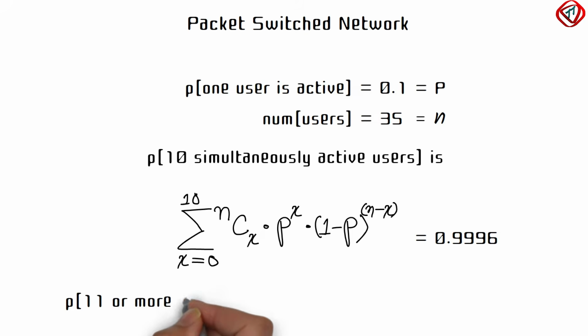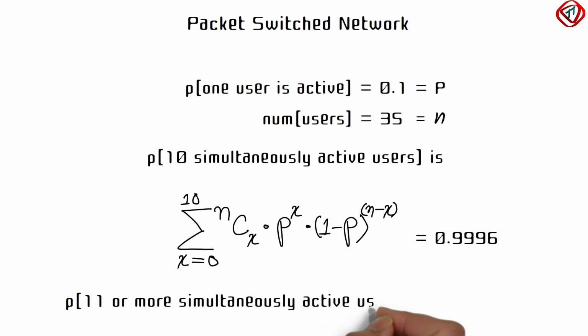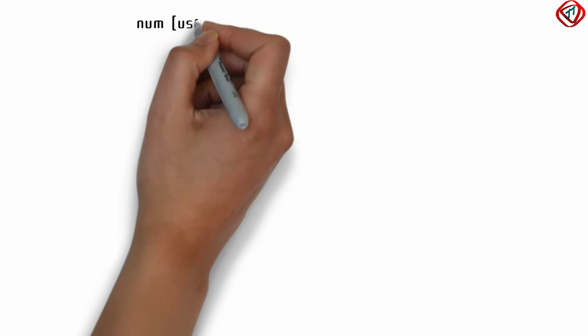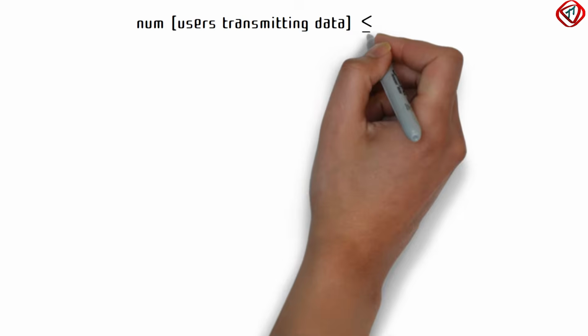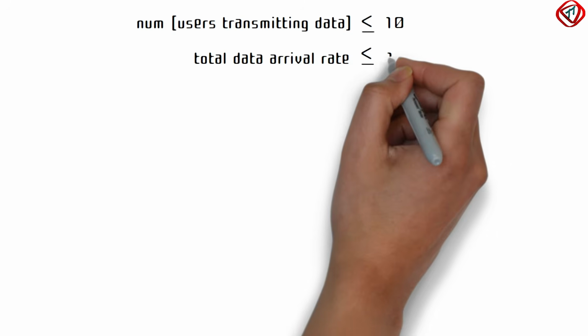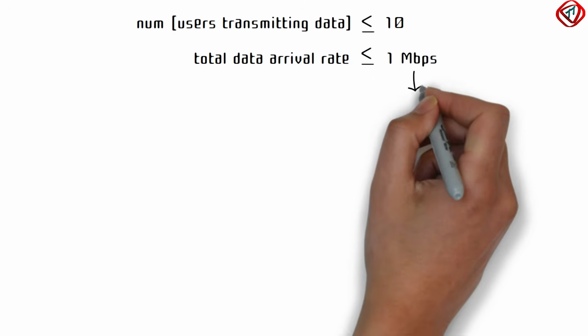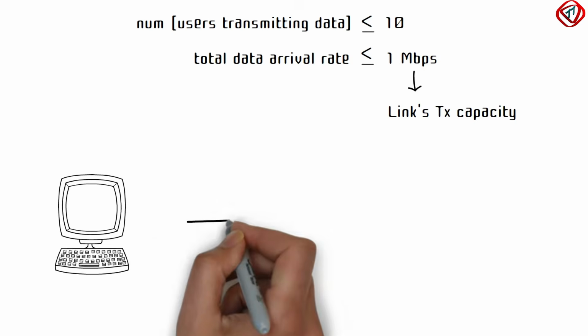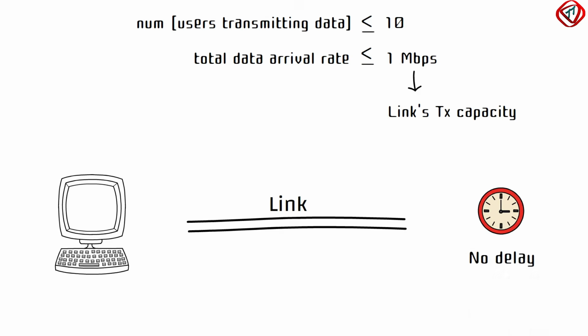Therefore, the probability of having 11 or more simultaneously active users is 1 minus 0.9996, that is 0.0004. When the users who are transmitting data are less than or equal to 10, the total arrival rate of data is less than or equal to 1 Mbps, which is the transmission capacity of the link. Hence, the data from users flow through the link without any delay, as in the case of circuit switching.